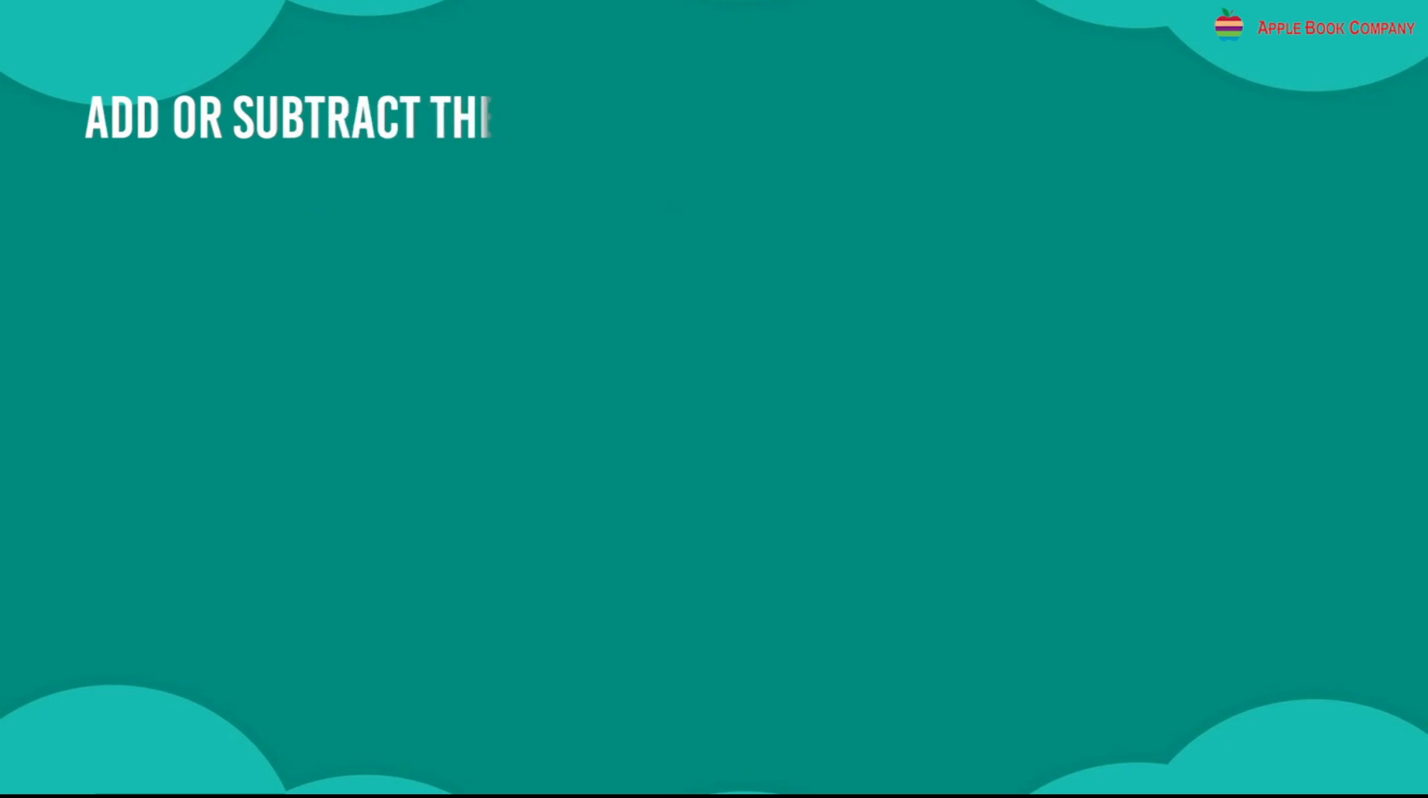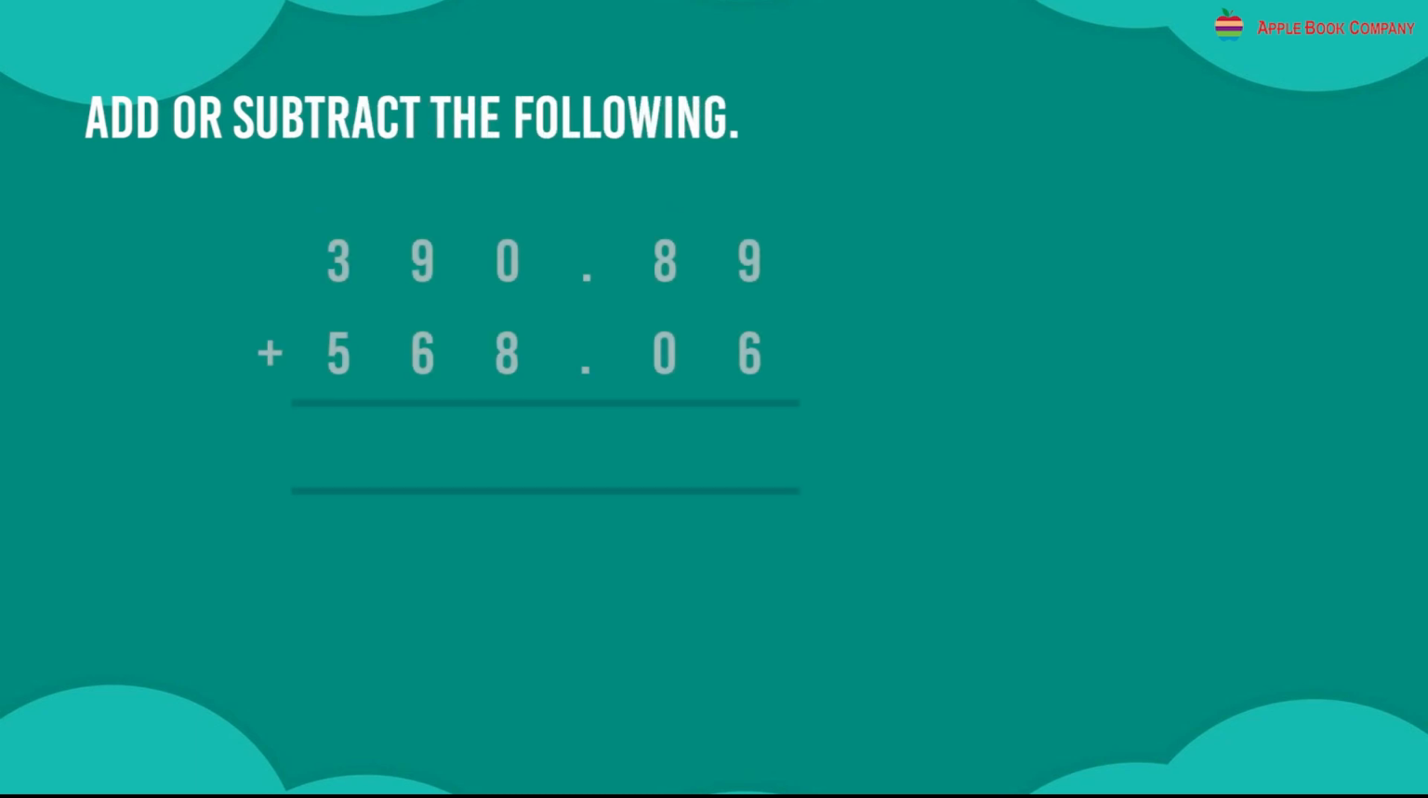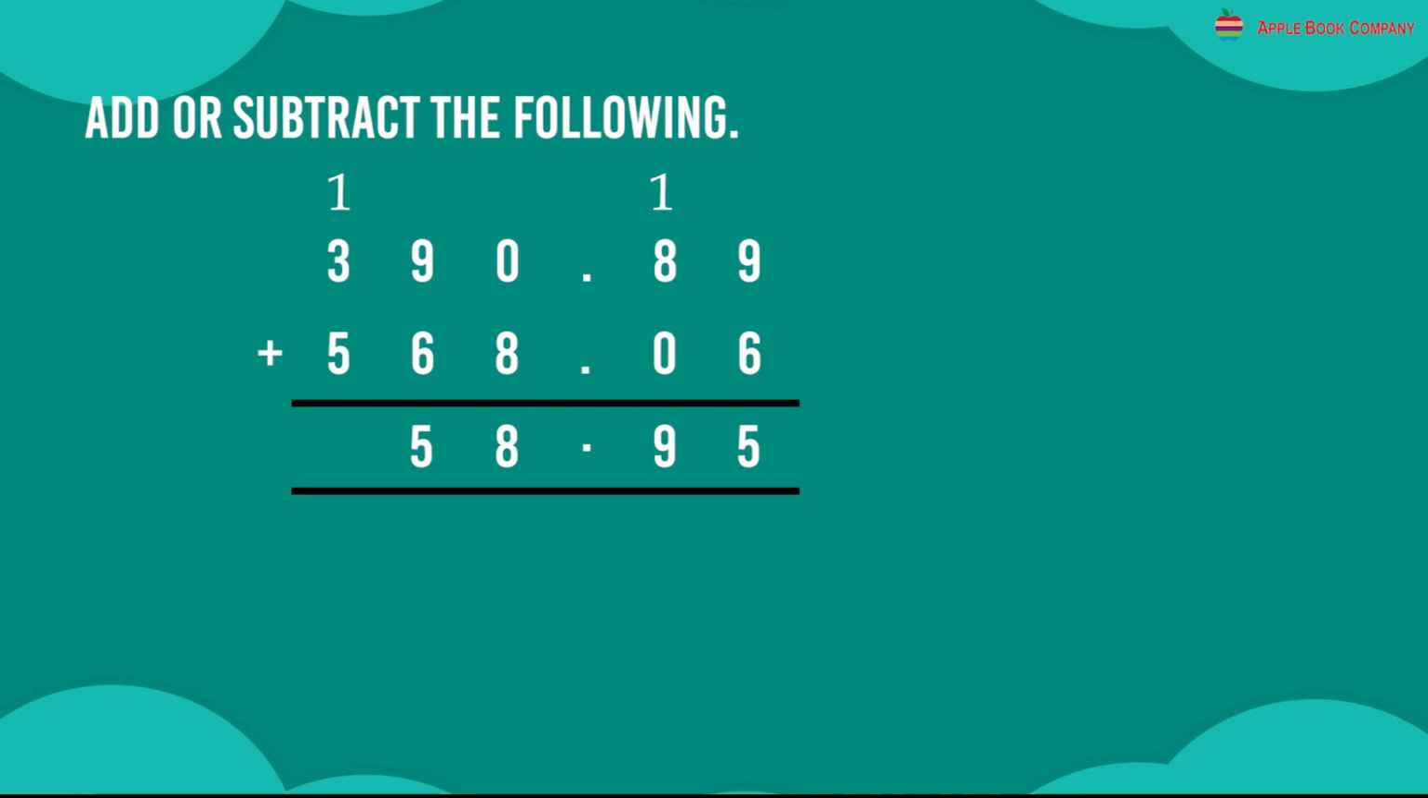Add or subtract the following. Let's see the first example. 9 plus 6 is 15. Carry 1 and write 5 in one's place. 1 plus 8 is 9. 0 plus 8 is 8. 9 plus 6 is 15. Carry 1 and write 5. 1 plus 3 plus 5 is 9. The sum is 958.95.